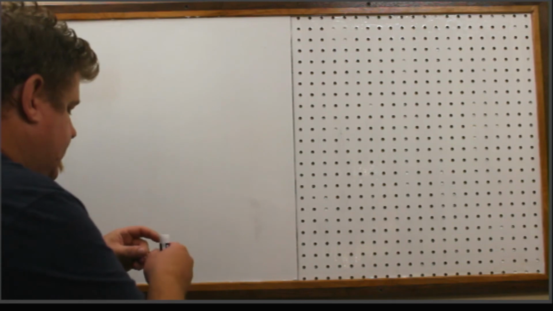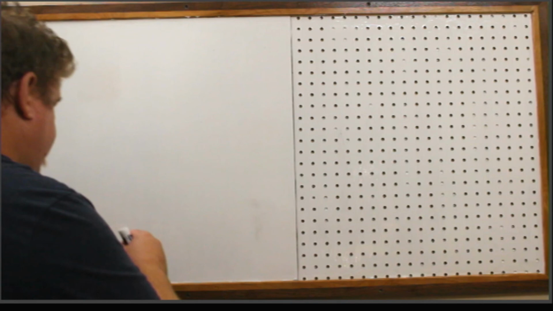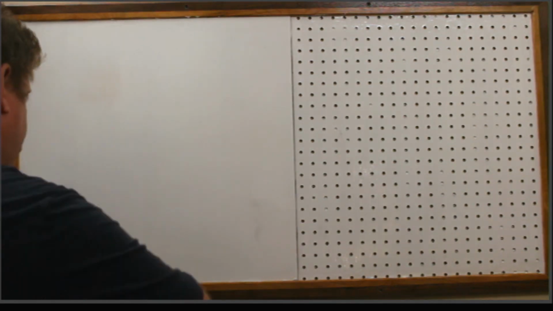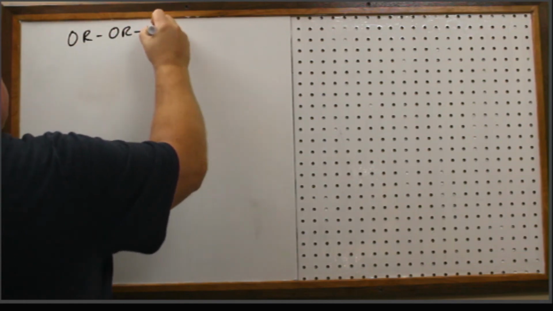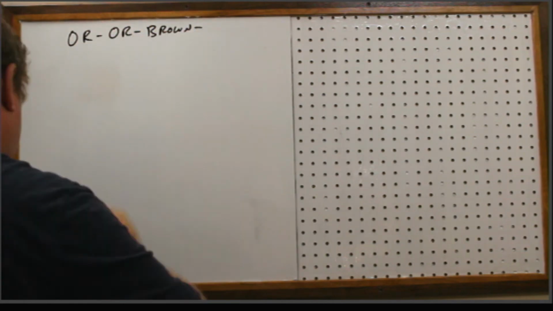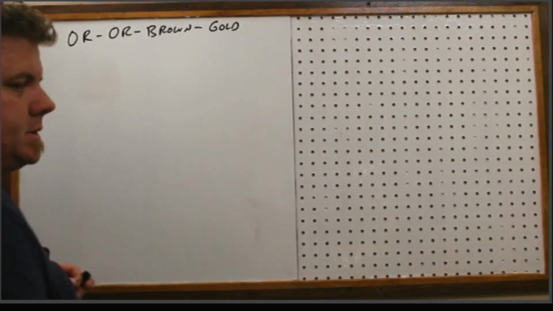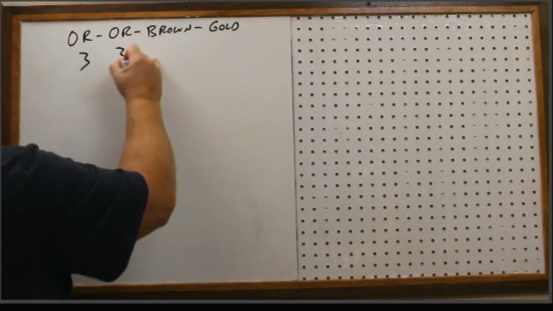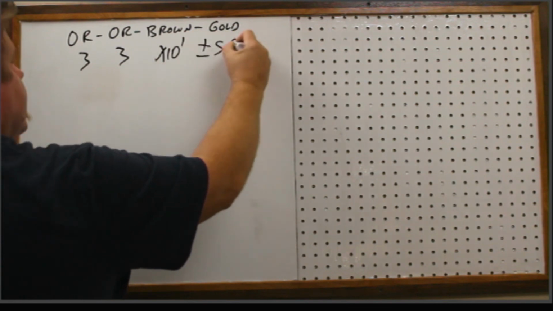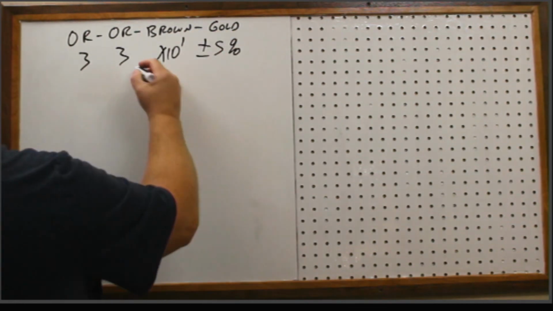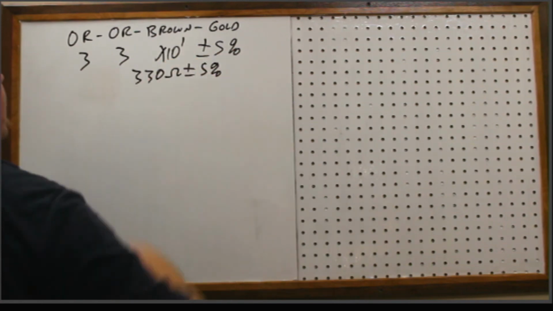Okay? So the first one I have here, and I'll just lay these down and do them individually. So the first one I have is an orange, brown, gold. Okay? So we know that orange is 3, brown is times 10 to the brown is 1, and then plus or minus 5%. So this is a 330 ohm plus or minus 5% tolerance resistor. Okay?